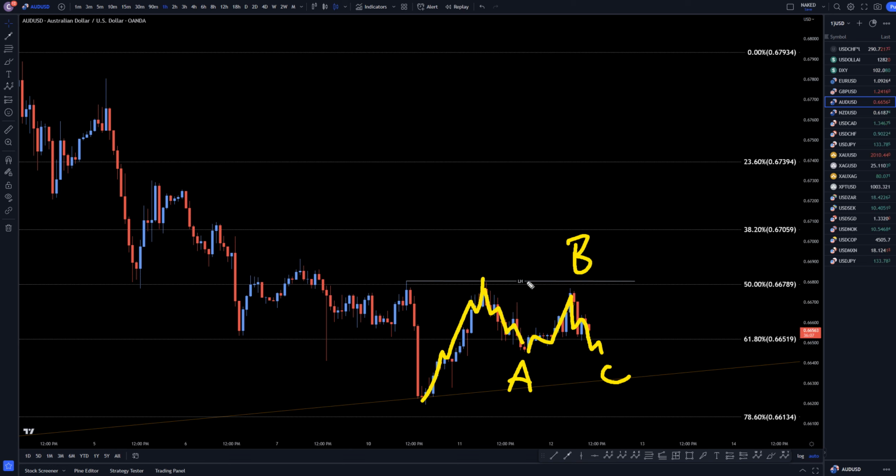So if the news comes out and it looks something like this, then I would say the possibilities are extremely high that we're going to see an impulsive move up, we're going to see a break of structure, and it's most likely just going to end up continuing the uptrend.